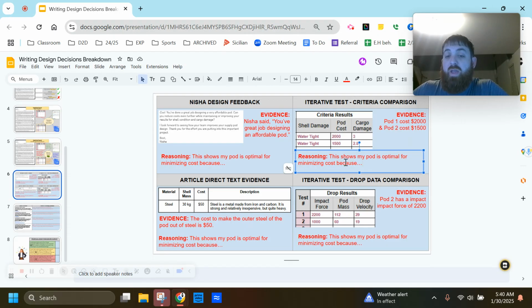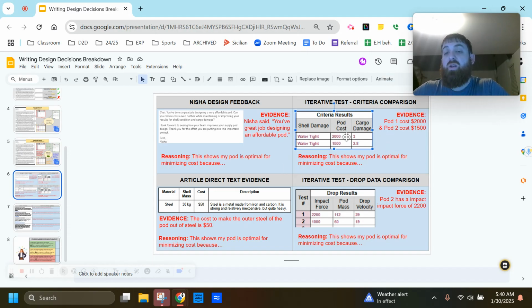And this is where I'd say, okay, well, this shows my pod is optimal for minimizing cost because, well, when comparing these two, I clearly have lower cost than another test that had maybe similar results. So this would be more optimal compared to other tests that I've created.